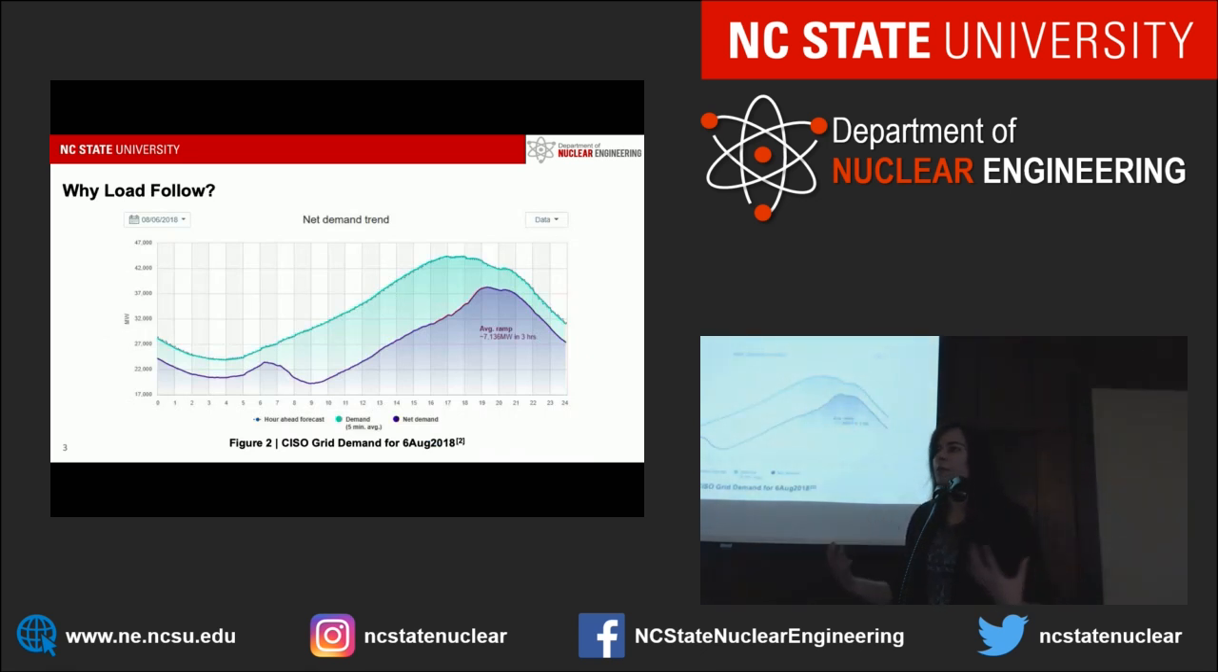So load following is important because it changes the operations a power plant has. And so as you know, electricity demand changes constantly on a daily basis, and this requires certain power plants to change their output to match the demand. And with the addition of renewable energies on the market, these changes can be quite drastic and occur as steep ramping, shown here. We decided to analyze the California Independent System Operating Grid for the largest change in demand in 2018 because it's an excellent example of how these renewable resources change the grid demand.